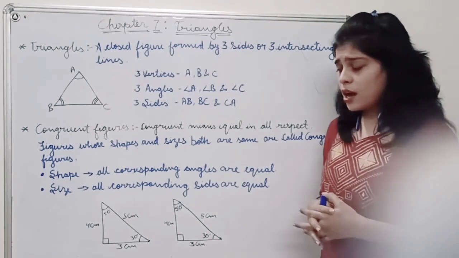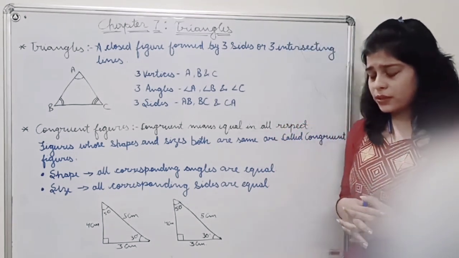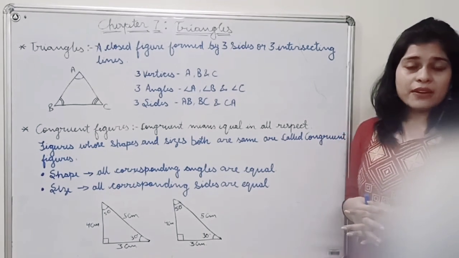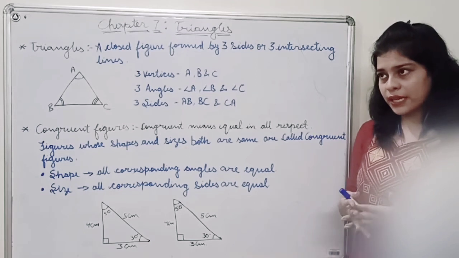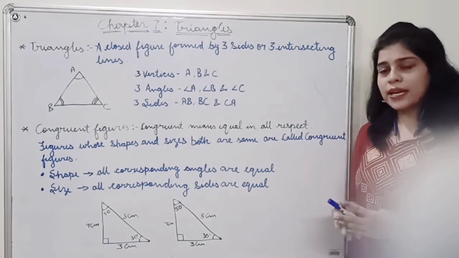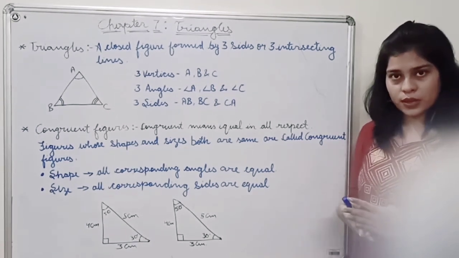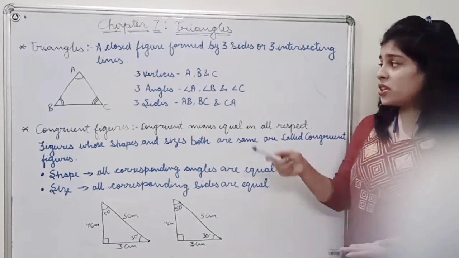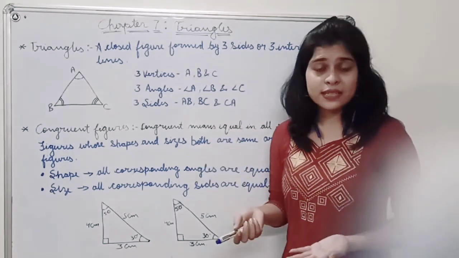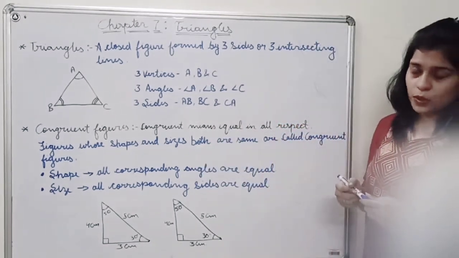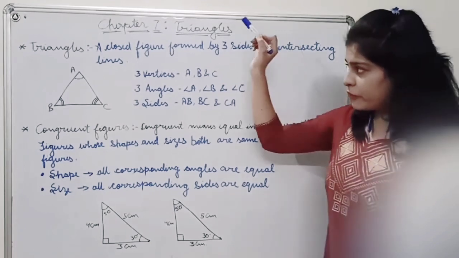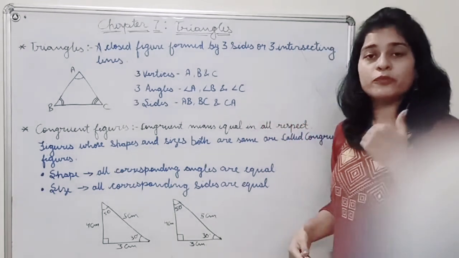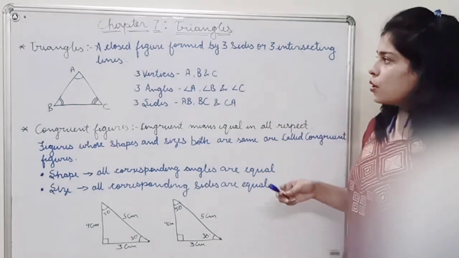In our previous classes and in the previous chapter, chapter number 6, lines and angles, we have studied some of the basic things about lines, about angles, about some closed figures. So it is not required again to tell what are vertices, what are angles and what are sides of some closed figure. We have to start here from the definition of triangle. We need to understand what is a triangle.